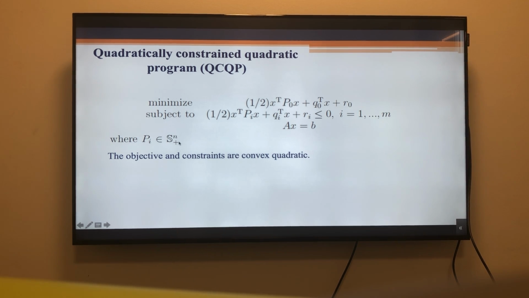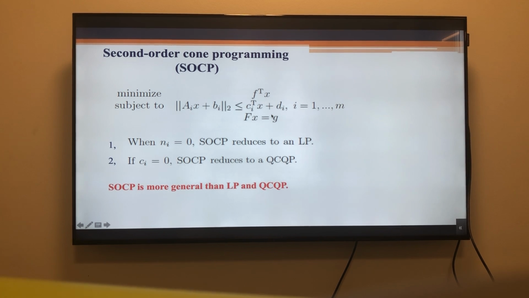As we can see, the objective and constraint are convex quadratic. And for the SOCP, it has this standard form. When n_i is equal to 0, SOCP reduces to an LP. If c_i is equal to 0, it reduces to a QCQP. So we can see that SOCP is more general than LP and QCQP.